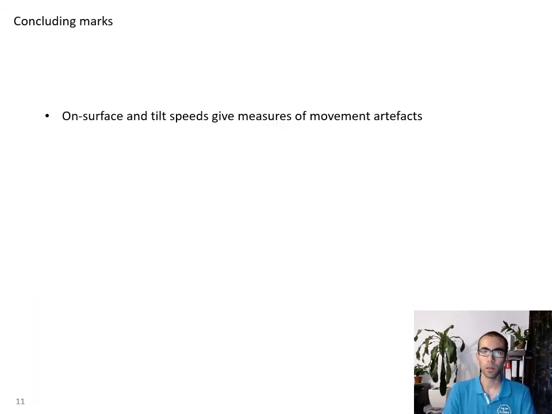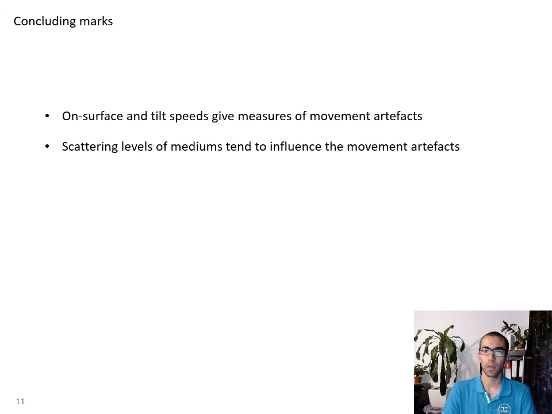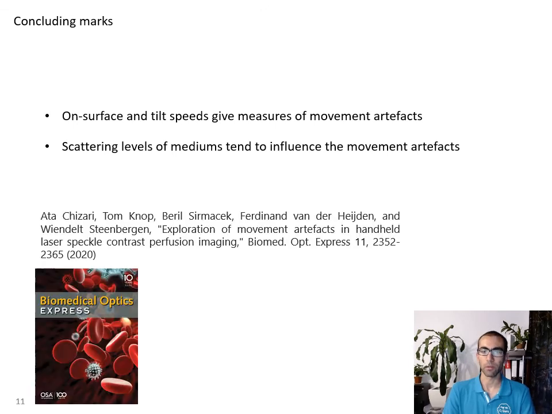What we can conclude from this work is that on-surface speeds and tilt speeds are two measures of movement artifacts, and the scattering level of the medium tends to play a role in the creation of movement artifacts.